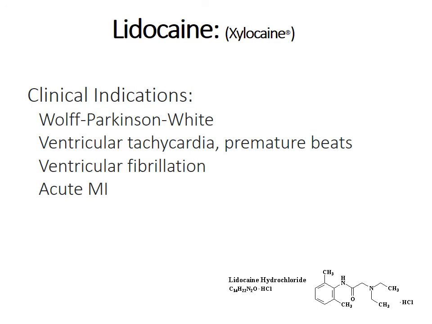So the first drug we'll talk about for the 1B antiarrhythmics is going to be Lidocaine. I'm sure a lot of you guys have heard of this one before. This is another local anesthetic. You see it used a lot for numbing up areas for procedures like sutures and things like that. But you can also give it intravenously to treat some of these arrhythmias like Wolff-Parkinson-White, ventricular tachycardias with premature beats, VFib, and even in acute MI if you're having some ventricular arrhythmias there.